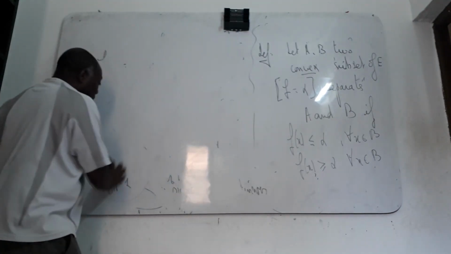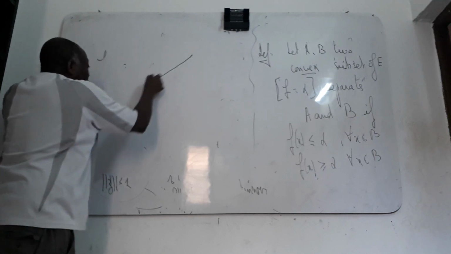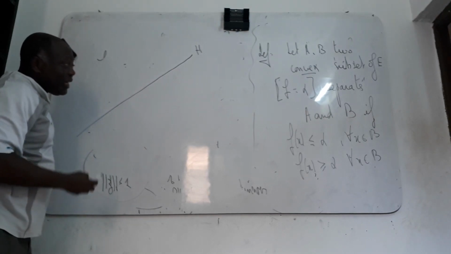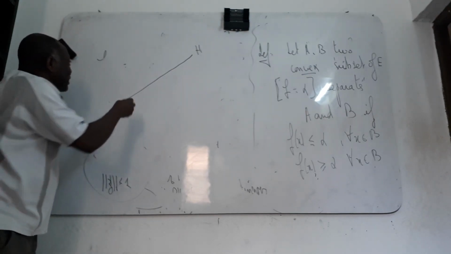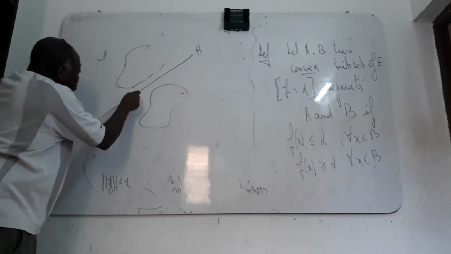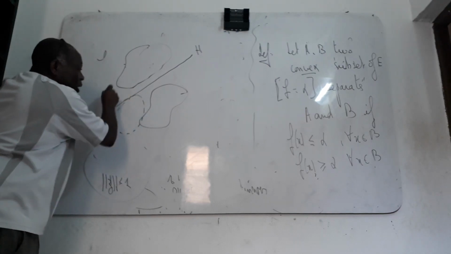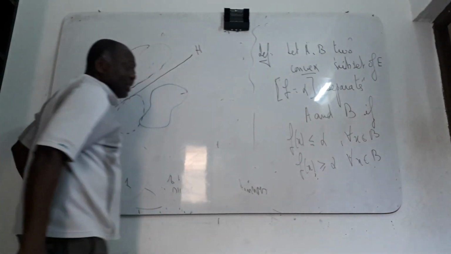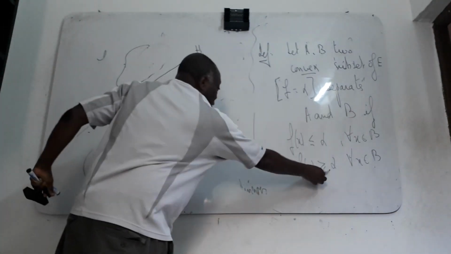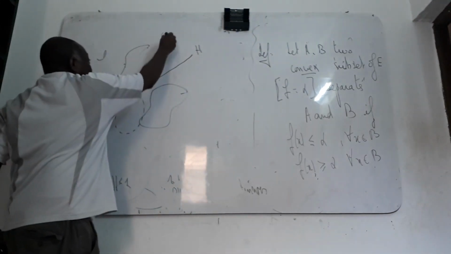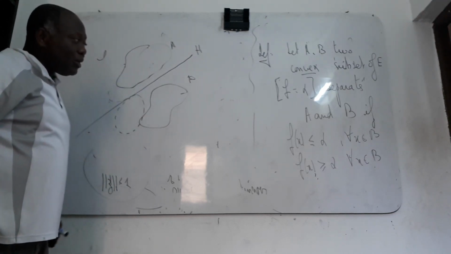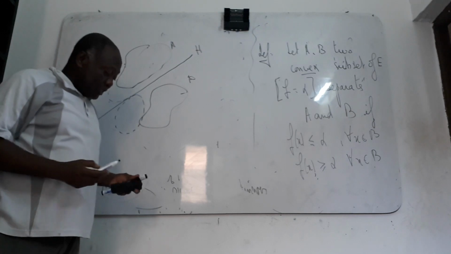If I say that this hyperplane separates the two convex sets, that means the convex sets are like this. It is possible that a convex set can meet the hyperplane, because you have f of x less than or equal to alpha, and on the other side greater than or equal to alpha. Then the subsets A and B can touch your hyperplane.